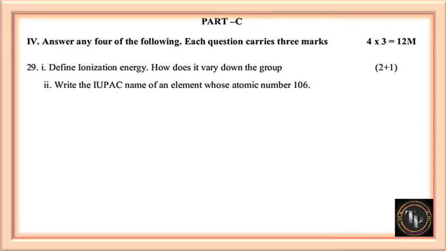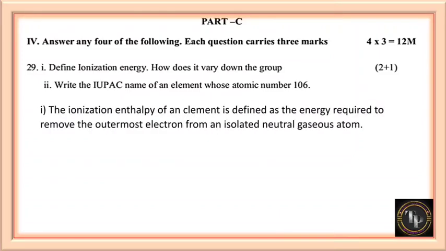3 mark questions. First question, define ionization energy. How does it vary down the group? Write the IUPAC name of an element whose atomic number is 106. Ionization energy is the energy required to remove an electron from a neutral gaseous atom. Ionization enthalpy of an element is defined as the energy required to remove the outermost electron from an isolated neutral gaseous atom. Already studied. And how does it vary down the group?